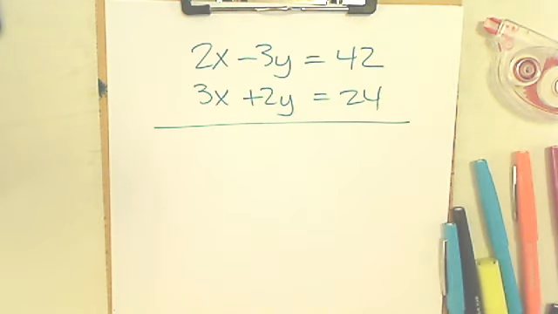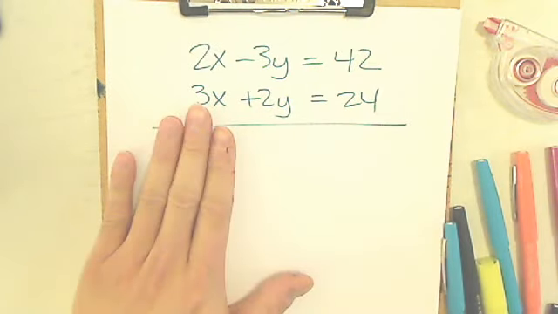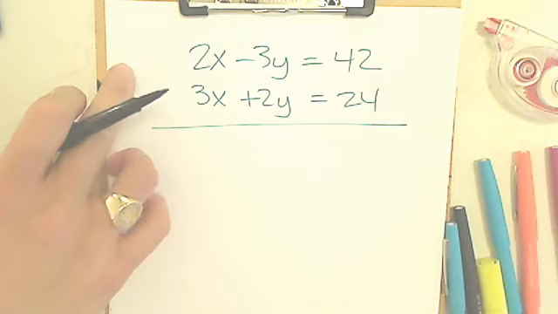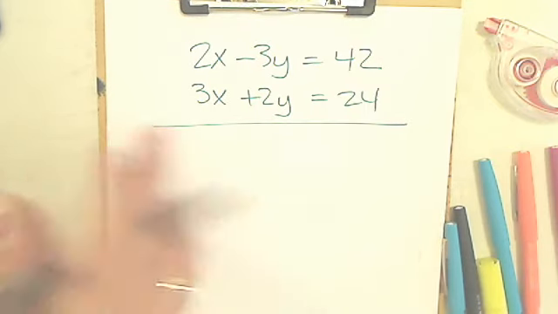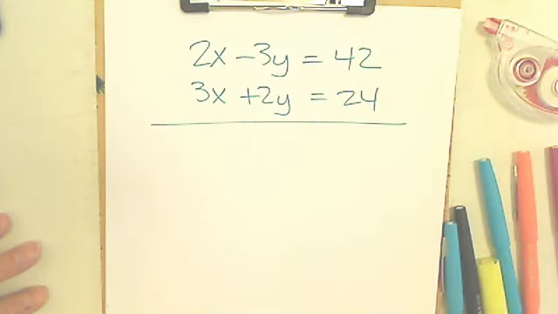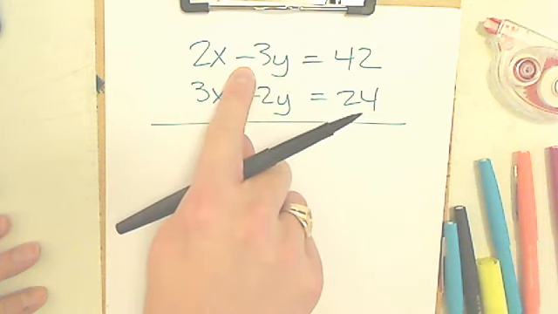Which letter is probably a little bit easier? Okay, X. Some picked Y, some picked X. If you picked X, one must be a positive and one must be negative. If you pick Y, they both can be positive. Does that make sense? Because it's already negative here.